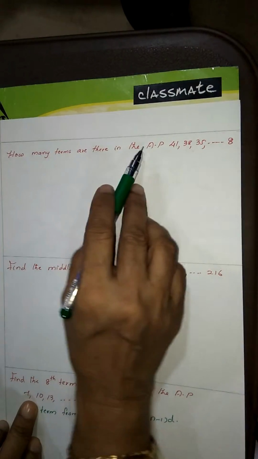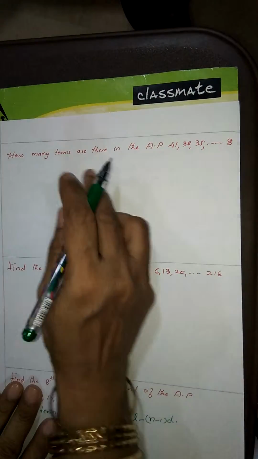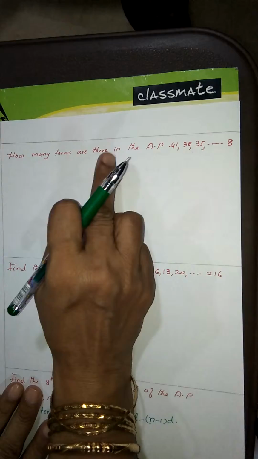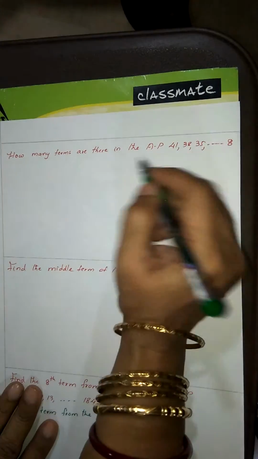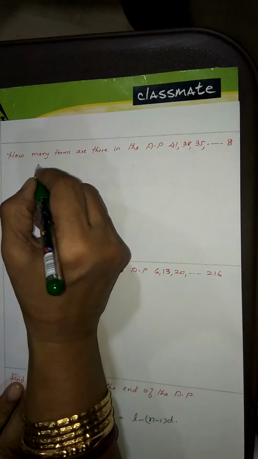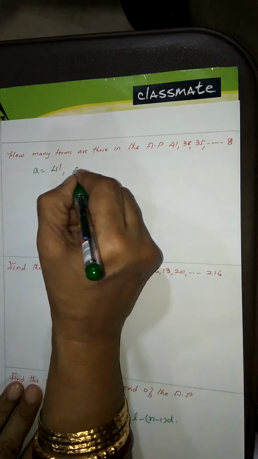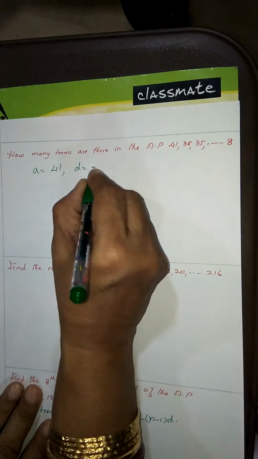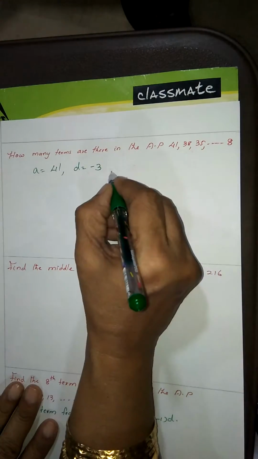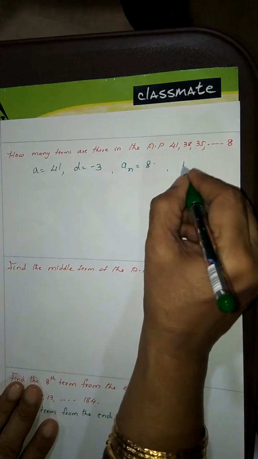How many terms are there in the AP? So it is similar to the previous question that we did. So an is equal to 8, we have to take, and then find n. So a is equal to 41. d is equal to 38 minus 41, so it is minus 3. And then an is equal to 8. Now we have to find n.